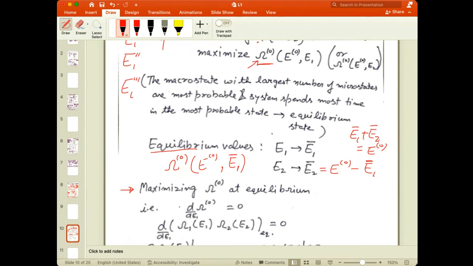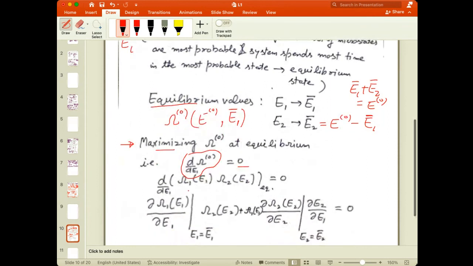So we are basically saying that the differential of this omega 0 must be equal to 0, because if it is maxima or minima, its first order derivative is going to be 0, right? You can do this with E2 also, and the same result will come out.